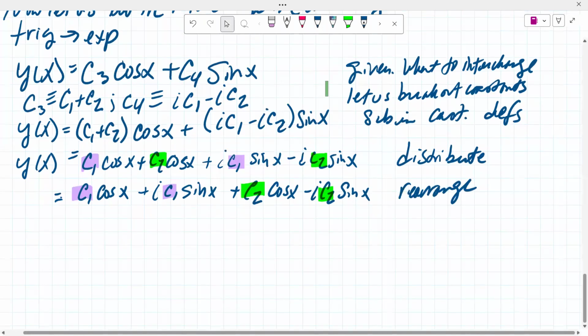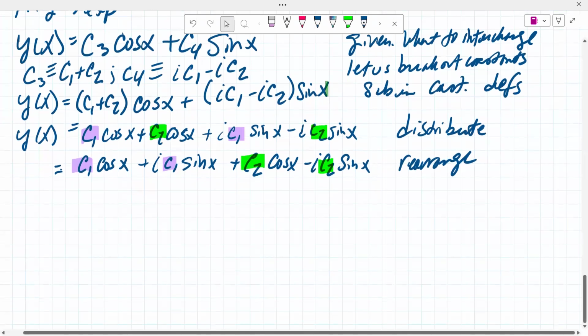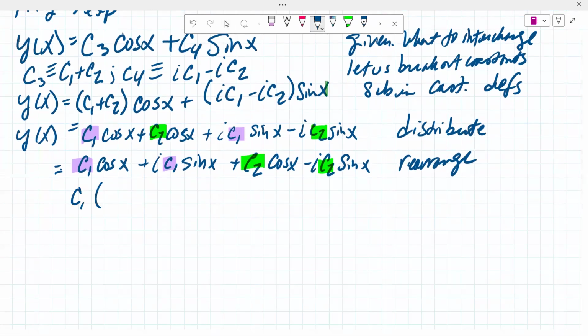Okay, so next up, C1 can now be factored out. And cosine x plus I sine x, plus, now we factor out the C2, and then we do cosine x minus I sine x.